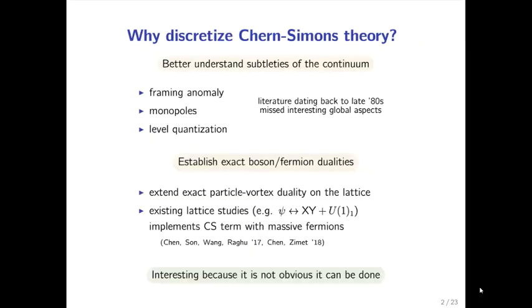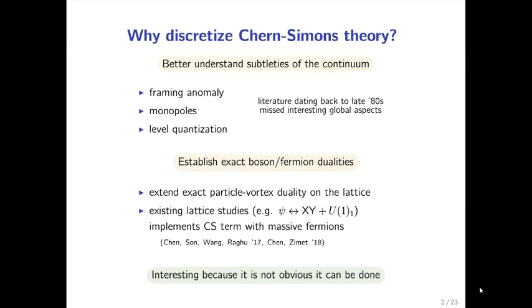So why do we want to do this? One reason is to just better understand certain subtleties of the continuum. Chern-Simons theory can be deceptively simple, and there are certain aspects that we wanted to understand from a new perspective. In particular, the need for framing, also known as the framing anomaly, the role that monopoles play in this theory, and even something basic like level quantization. And we wanted to see this directly on the lattice.